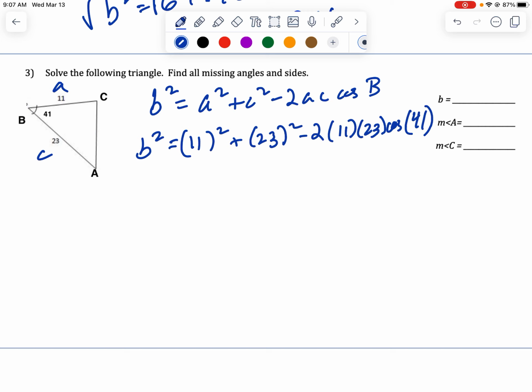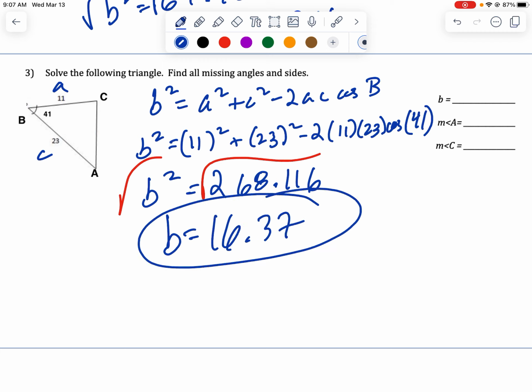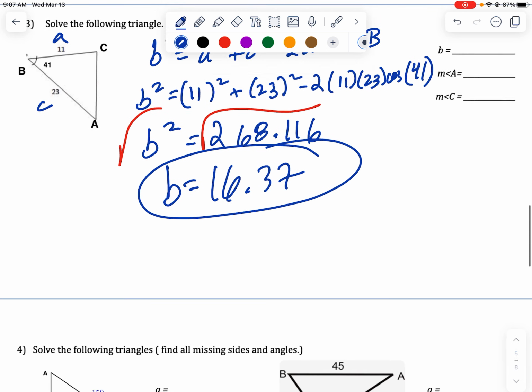There's my setup. And I got B squared equals 268.116. Square root of both sides. I got B to equal 16.37. All right, that's it for law of cosines.